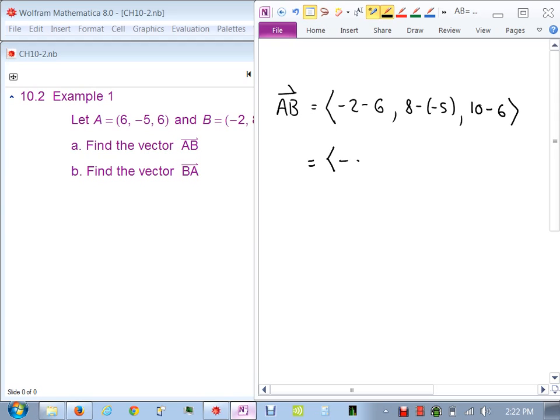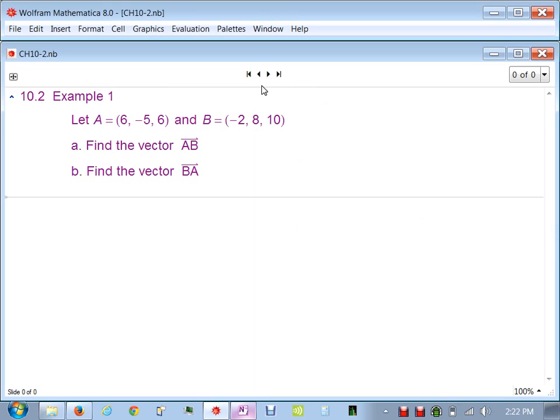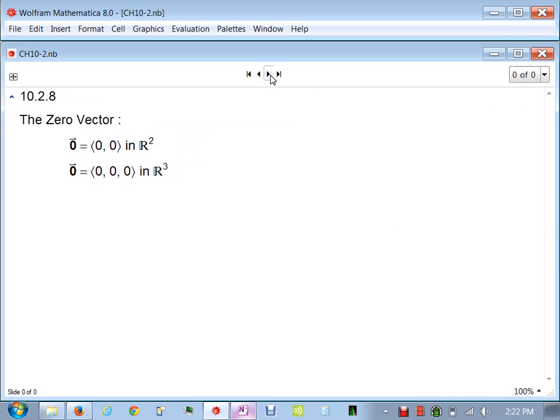Let's see, are you getting the vector -8, 13, 4 for the vector that goes from A to B? Okay. And then B to A, I won't work it, but what is it? 8, -13, -4. Okay. It's just the signs changed. That should always happen. They should just be off by a sign. All right, we're moving along. That was just a quick little exercise.